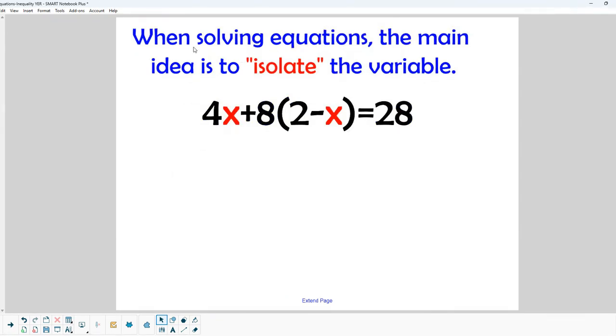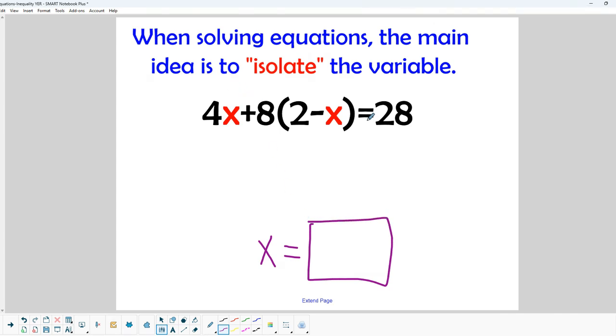And when it comes to solving equations, the main idea is to isolate the variable so that when you get down to the bottom, you just have an x or a y or whatever the variable happens to be. X equals some final number that makes this a true statement.